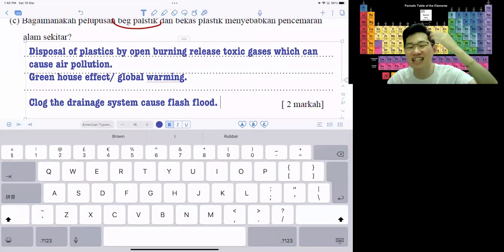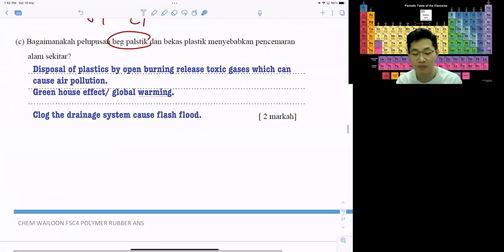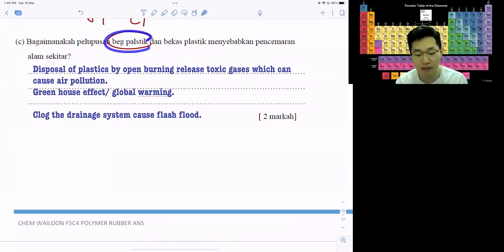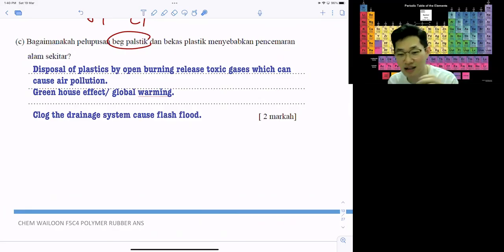You can write anything about the environment, you just put it in. Every time when they talk about plastic and environment, this is what you write. Habitat for breeding mosquitoes. All right, okay?